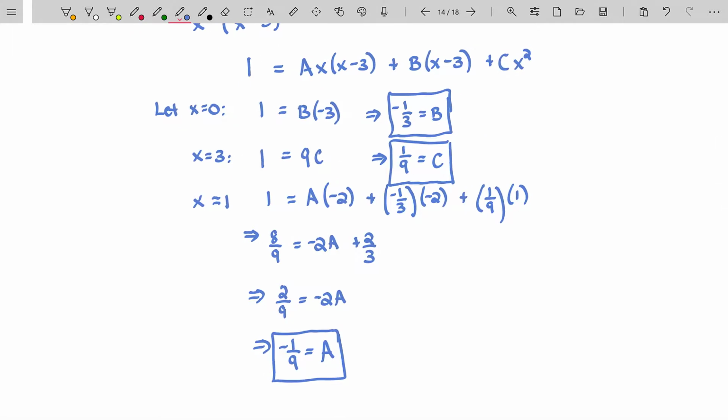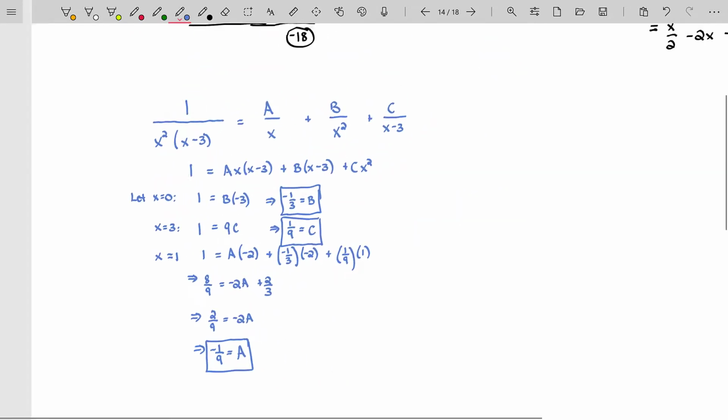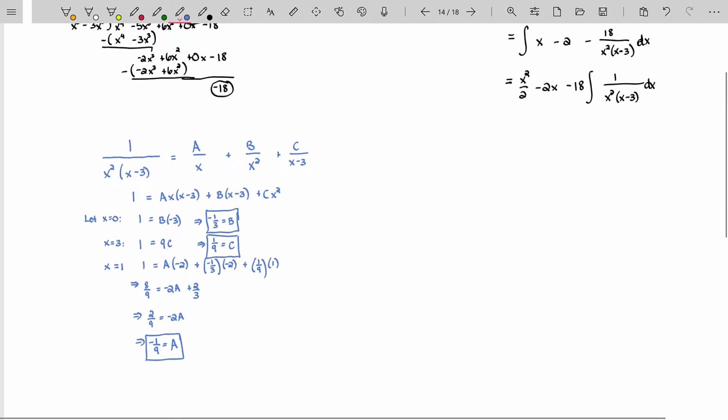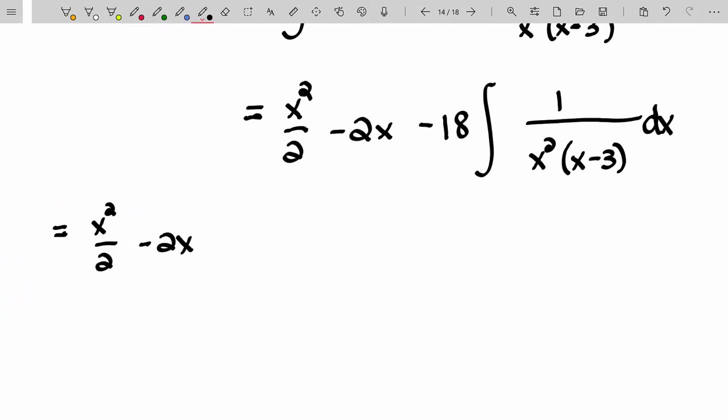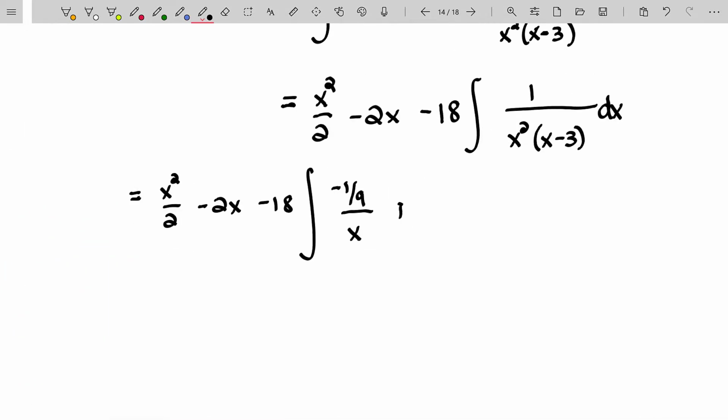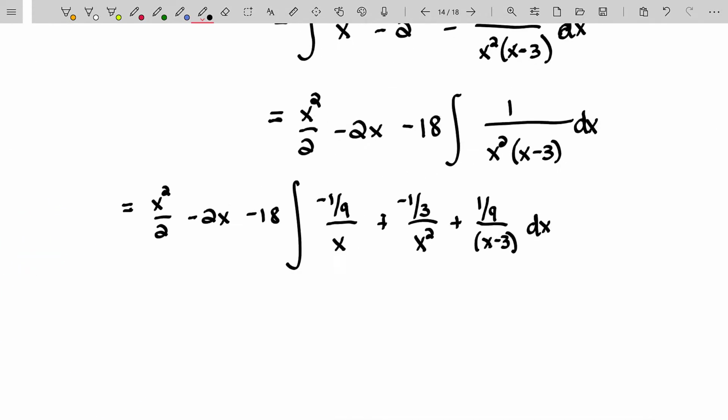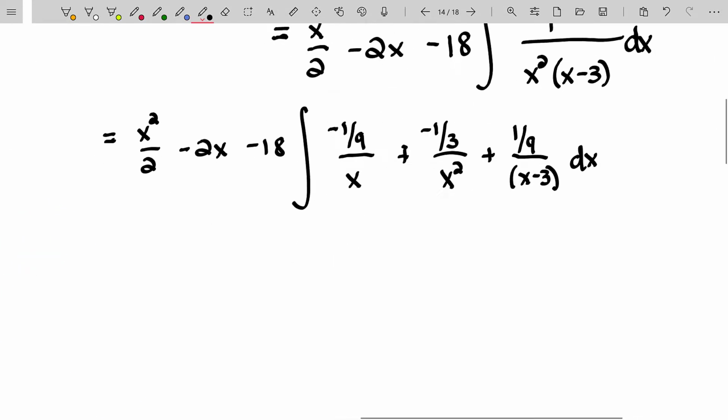So there we have it. We have a, b, and c ready to go. So now I will go back over to my integral that's all the way up there on the upper right edge of the page, and split out that fraction. We'll start that. And now we see this is going to be a pretty simple integral at this point.